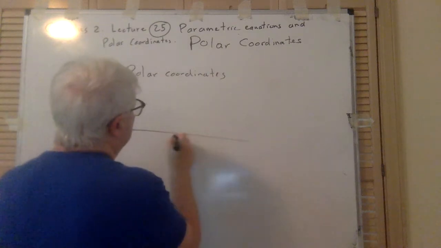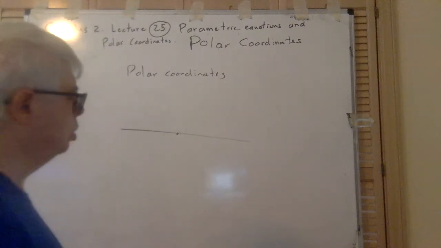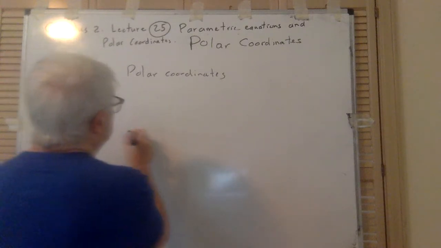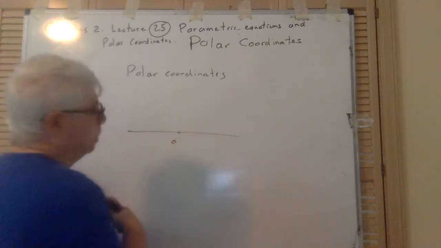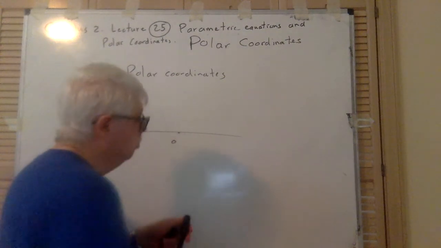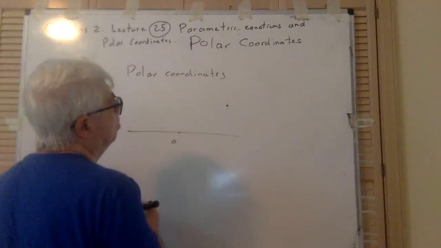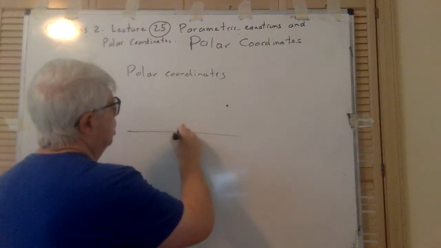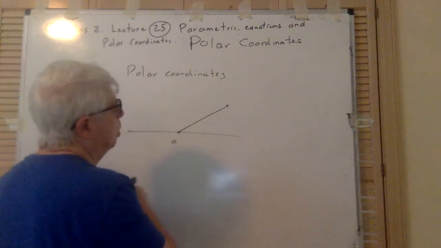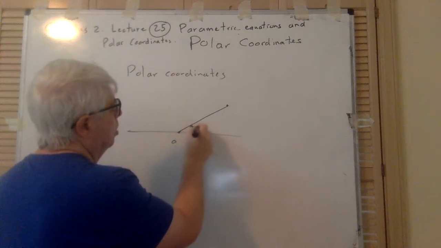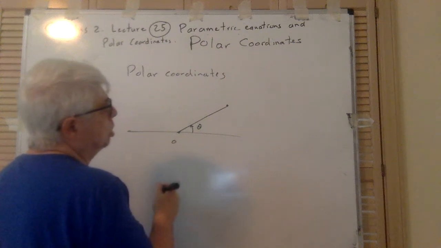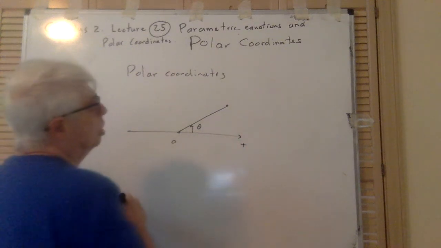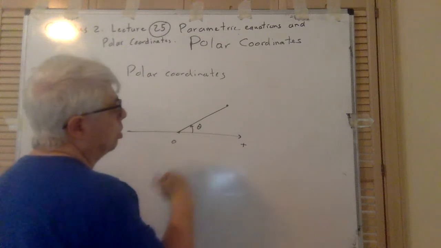So polar coordinates, basically we don't need the y-axis, we just need one axis here. This is horizontal, so let's just take the x-axis, and we want to locate a point in the xy plane, or in a plane. We locate this using this distance from O, and this angle theta, which is measured from this axis. Well, this axis has a positive and negative direction, so from the positive direction of this axis, counterclockwise.